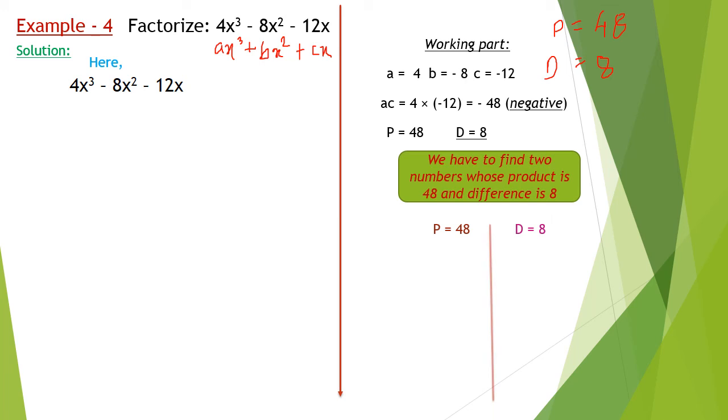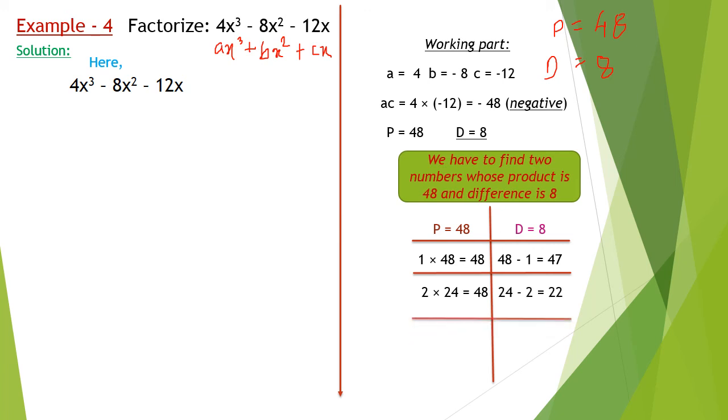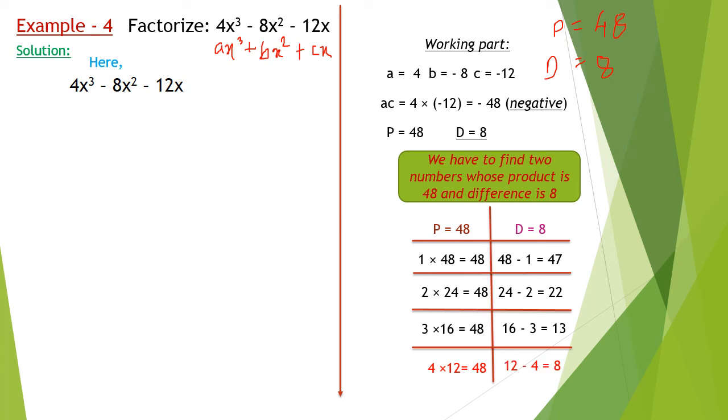P is equal to 48, D is equal to 8. We have to start with 1 into 48. 1 into 48 is 48. So 48 minus 1 is 47. We need 8, so it is not accepted. 2 into 24 is 48. Now 24 minus 2 is 22. 22 is not accepted. We need a difference of 8. 3 into 16 is 48, and 16 minus 3 is 13. 13 is not accepted. We need 8. And 4 into 12 is 48. Now 12 minus 4 is 8.